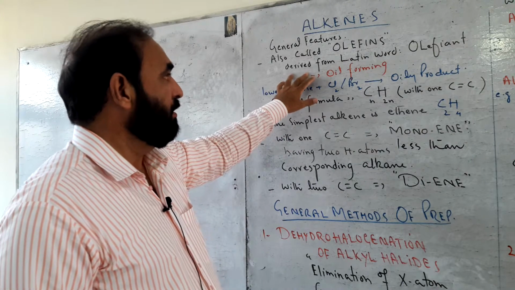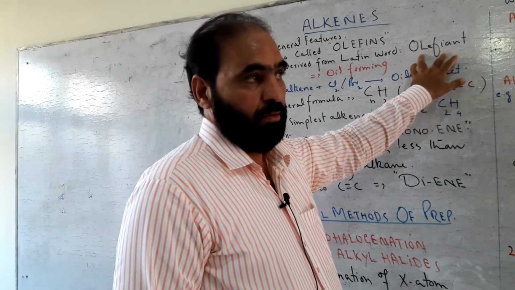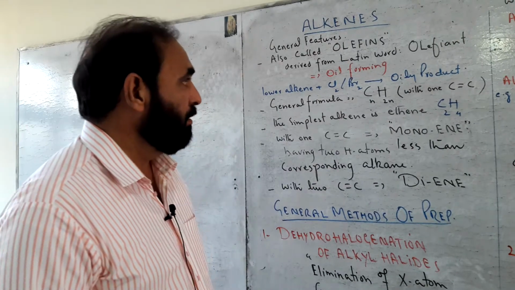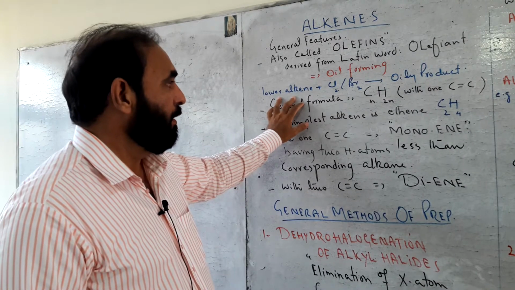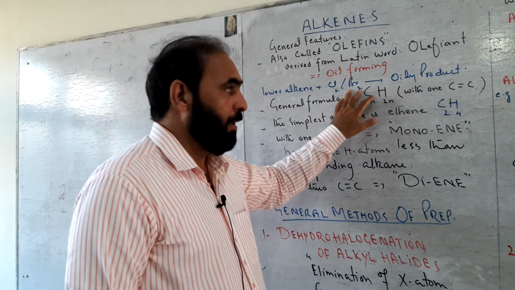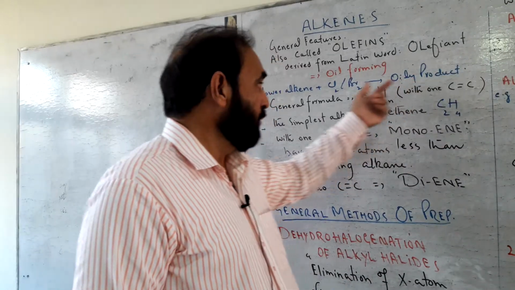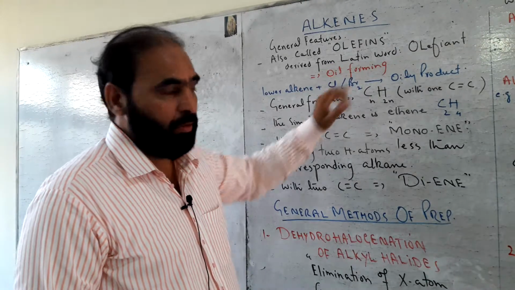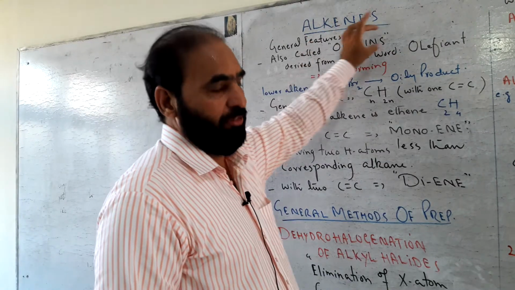Olefin is derived from a Latin word, olefium, which means oil forming, because lower alkene molecules react with chlorine or bromine and give an oily product. So due to the formation of an oily product with chlorine or bromine, alkenes are also given the name olefins.